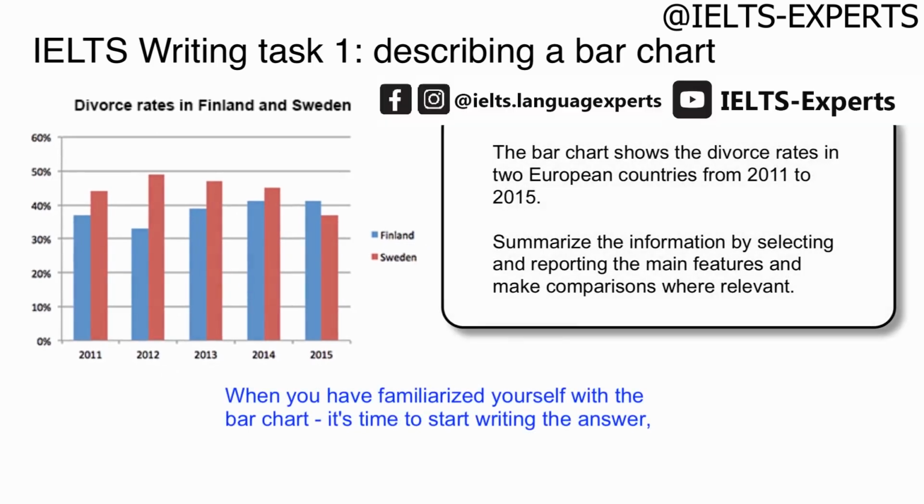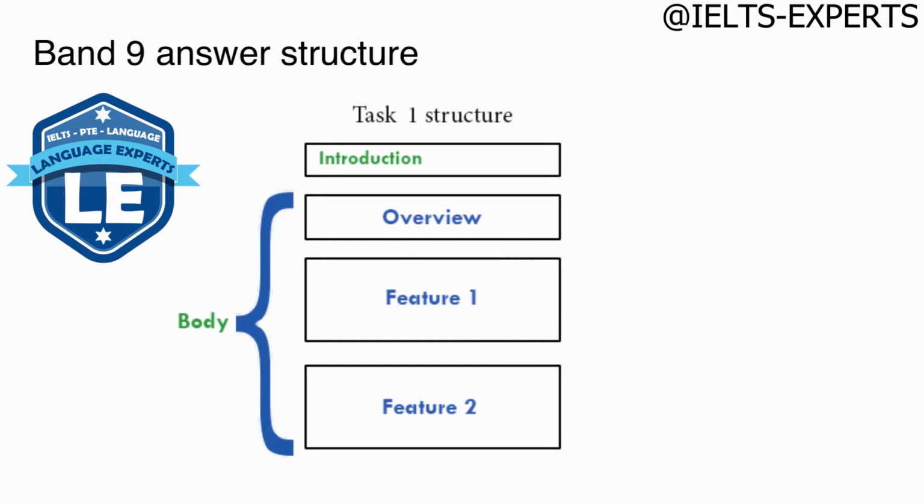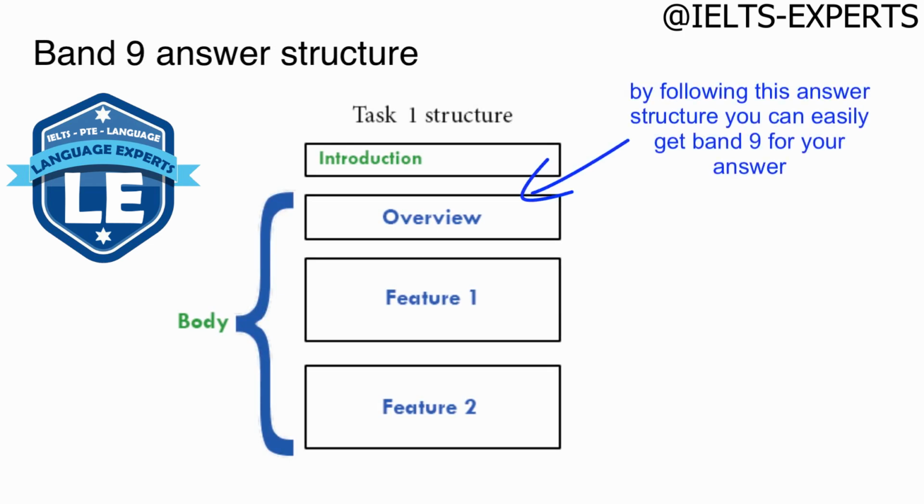And when you have familiarized yourself with the bar chart, it's time to start writing the answer, following the Band 9 answer structure. And here is the Band 9 answer structure for IELTS Writing Task 1. By following this answer structure, you can easily get Band 9 for your answer. So let's study it together.